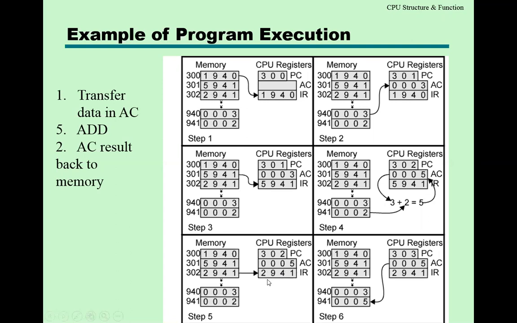Now the IR again decodes the instruction. What is the meaning of 2? The 2 means the accumulator result goes back to memory. The accumulator result is stored into the main memory. But at which location? The location is given here, that is 941. So at 941, whatever result the accumulator is holding will be stored. So in the last step, you can see this 0005, the accumulator result, will be loaded at location 941.